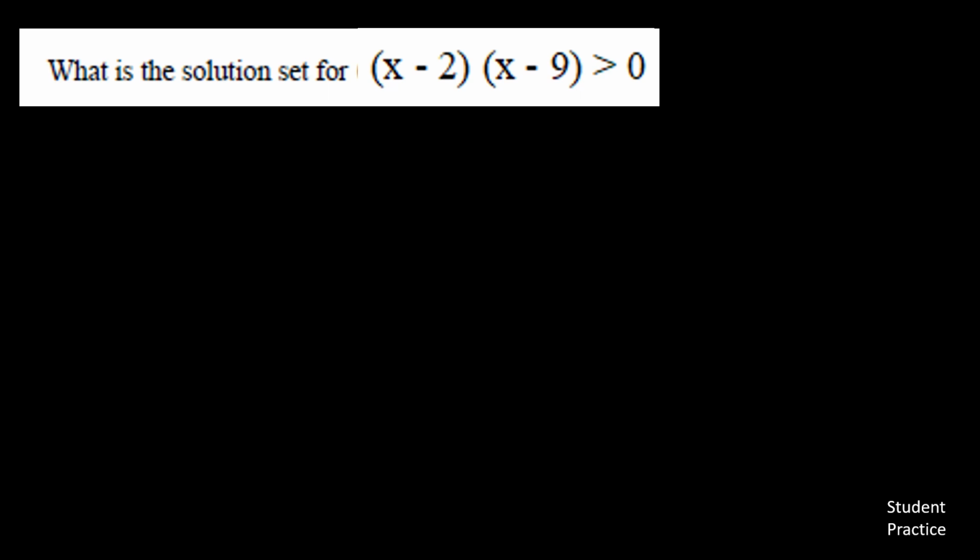Same idea here. What I want you guys to do is test 2 and 9. Test values between 2 and 9. If those don't work, then you need to test values outside 2 and 9. Just very easily. Those are going to be your test points there. If you have any questions, please let me know.